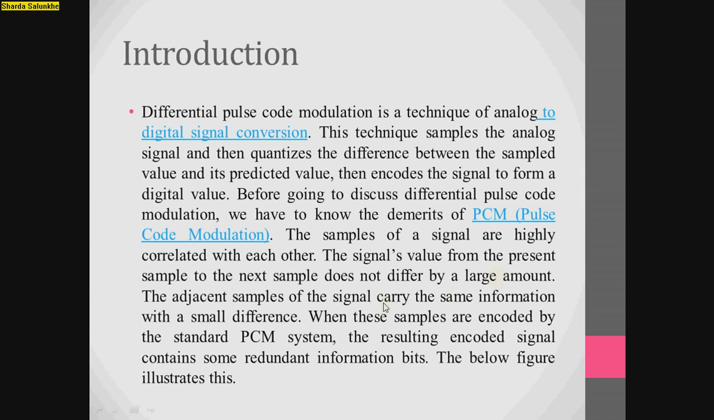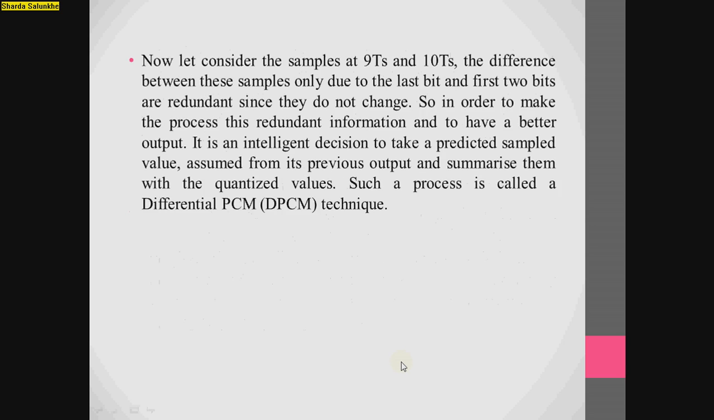So in the PCM system, suppose the previous samples and the next samples, these are two samples if you consider as an example, but the difference between these two samples and the next two samples is not large. The adjacent samples of the signal carry the same information with a small difference. When these samples are encoded by the standard PCM system, the resulting encoded signal contains some redundant information bits, and this can be explained by the following figure.